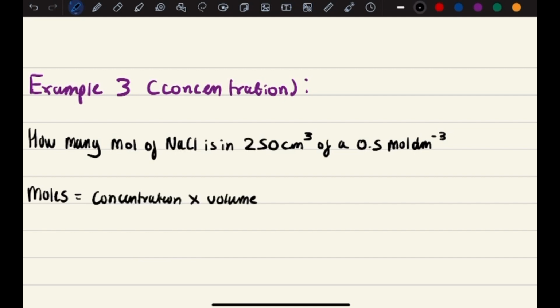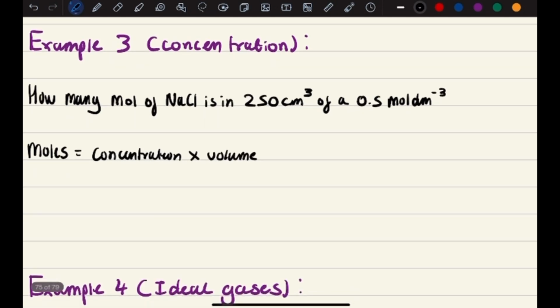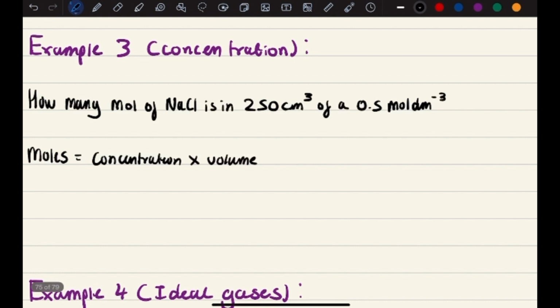Let's look at one for concentration. How many moles of sodium chloride is in 250 centimeters cubed of 0.5 mole per dm cubed solution? So, fantastic, we've got our equation. Moles is equal to concentration times volume. Okay. That's already in the formula, no need to rearrange. Now, guys, this one catches so many people out. Make sure you don't fall for it. Centimeters cubed, dm cubed. Yeah, so you can see we need to do a conversion at this point.